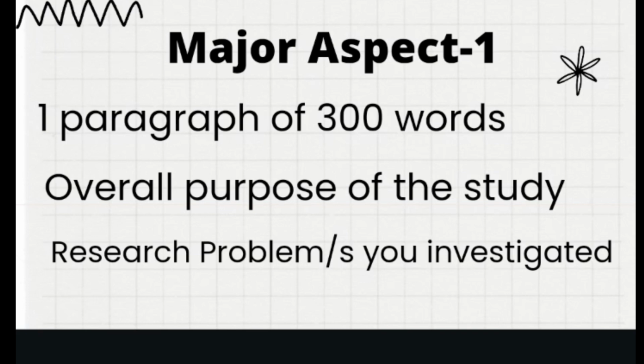The second one is the overall purpose of the study. What is the purpose of the study that you are going to conduct? The third one is the research problem you are investigating. You should also write this in the abstract. So these three things have been added.